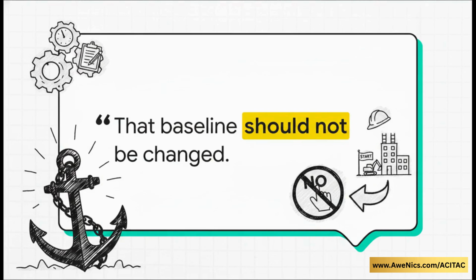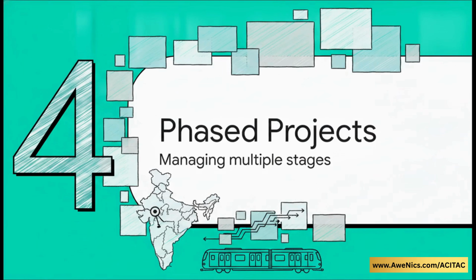But, and you really need to hear this cardinal rule, once execution starts, the baseline is frozen. Period. You can overwrite your baseline 100 times while you're still in the planning phase, but the literal second that work begins on site, that baseline becomes an immovable anchor. You cannot touch it. Section 4, phased project baselines.